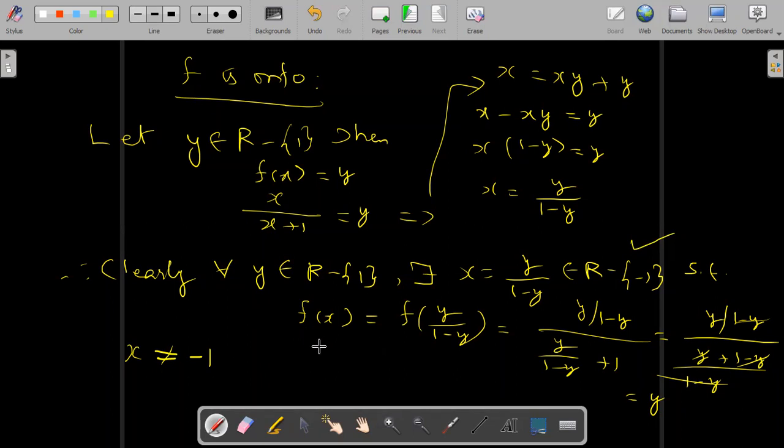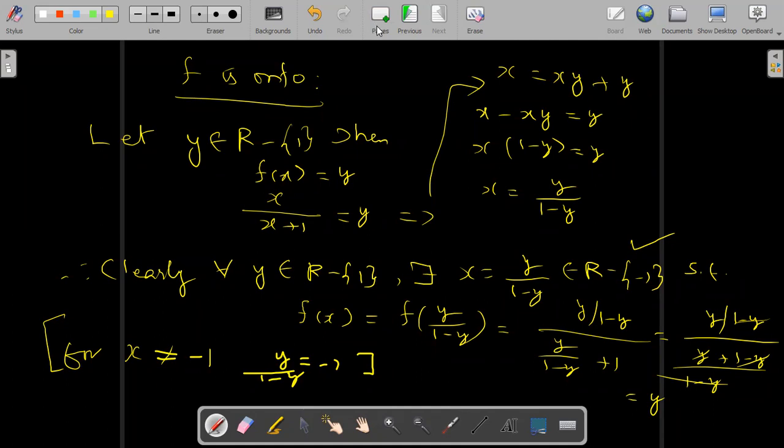So, y upon 1 minus y is equal to minus 1, or check for x is equal to minus 1, we get y, that is not possible. So therefore minus 1 we will not take. If you are not understanding this one, you can skip this step. So we prove that it is invertible, one-one and onto.